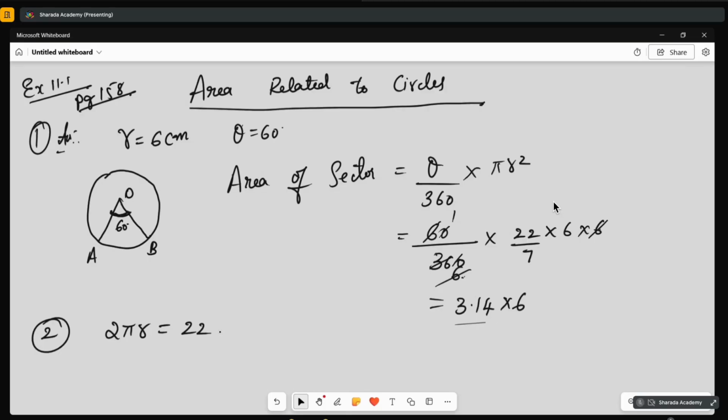So quadrant means what? What is the theta value? In any quadrant, what will be the theta value? 90 degrees. Correct. Theta is 90 degrees. Now calculate and tell me. First find the radius, find the area, then do that.